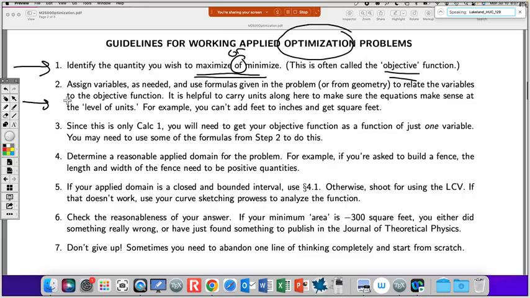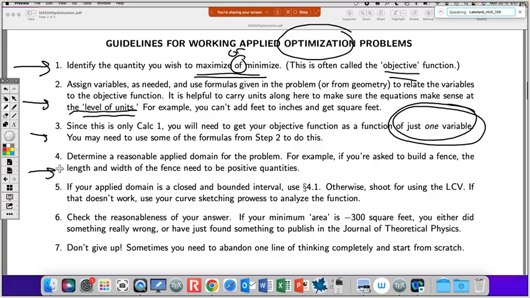And use formulas, often from geometry, to relate the variables to the objective function. And once again, keep track of units. A lot of times units will let you know if the expression you have makes sense. Right? Like if you're trying to optimize a volume, say find a minimum volume, then you would have to have cubic units whenever you put all your stuff together. You want to make sure your objective function is a function of just one variable, okay? Because we're in single variable calculus.